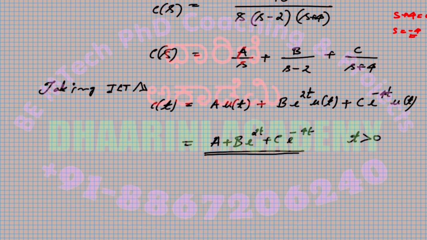Fine. Now I need to analyze what happens with the stability. So let's check this. I need to take the limit as t tends to infinity of the output, that is C of t. We don't have any problem with A, that is fine. A remains A itself, plus B into e to the power 2t. What happens as t goes to infinity?